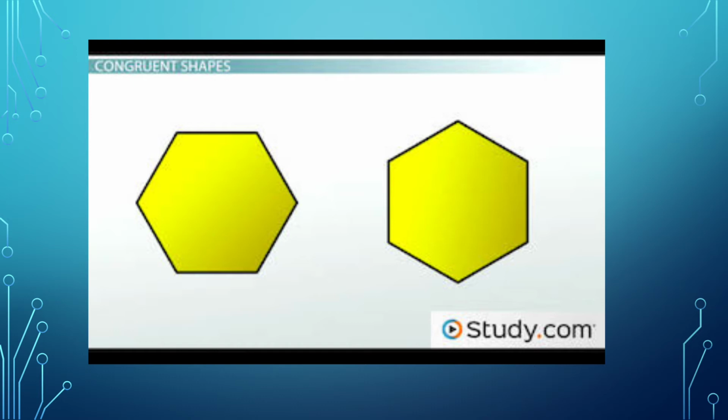So let us try to place the hexagon. They cover each other exactly. If you turn it to the right hand side and place it again on the first hexagon, it covers exactly each other. So this is called identical shape and size. Congruent means identical shape and size.